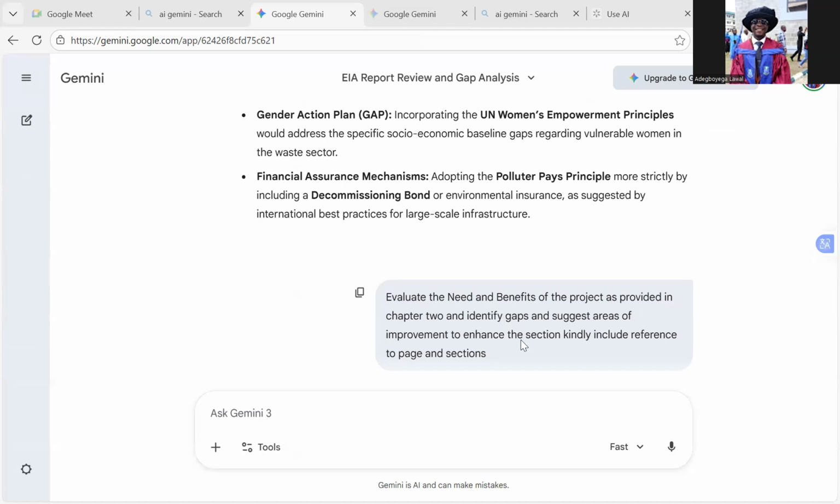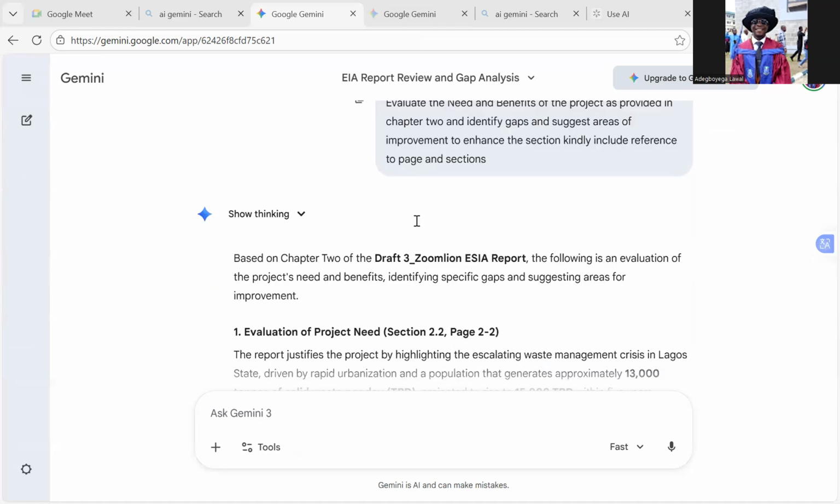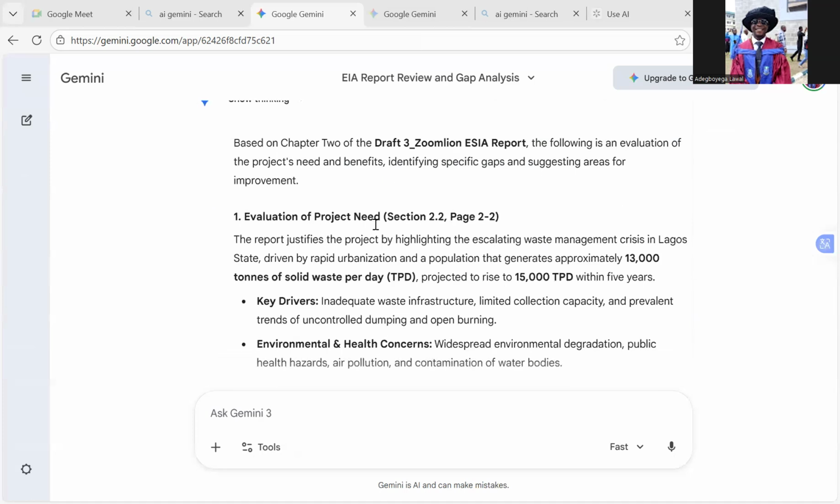It's important to add this line, kindly include reference to page and section, so that you can know the page from which any of those comments are. So after thinking, you can see the page and section. Now it's evaluating the need of the project. The document justifies the project by highlighting and escalating the waste management crisis in Lagos. So it's trying to tell us what they actually did here. They said the population generates approximately 13,000 tons per day of solid waste, projected to rise to 15,000 tons per day within 5 years. So these are what was there.